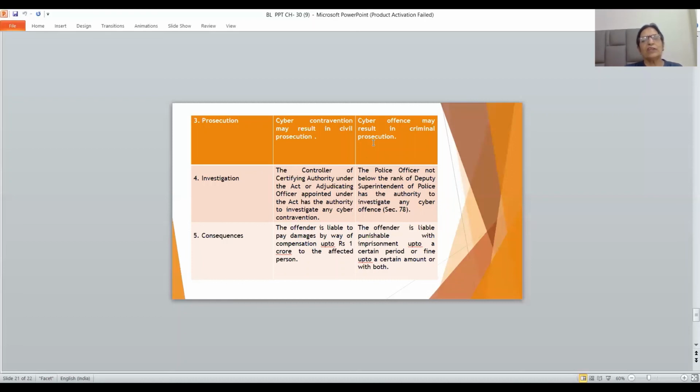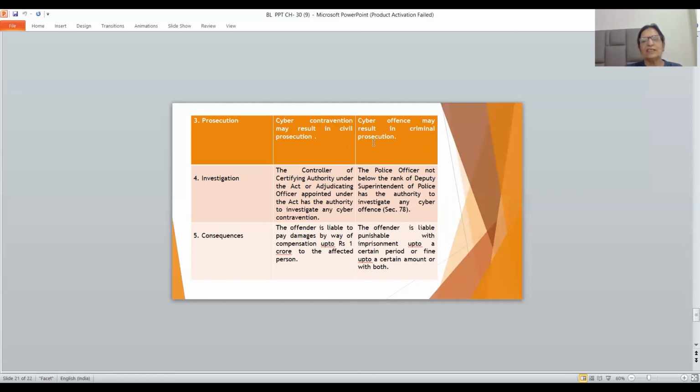Investigation. Who has the authority to investigate? CCA or AO: in case of cyber contravention, they have the authority to investigate any cyber contravention. But a police officer not below the rank of Deputy Superintendent of Police has the authority to investigate any cyber offense. Before year 2009, this authority was with the inspector.